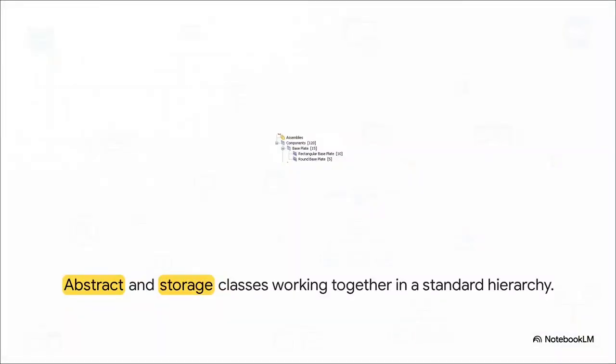So putting it all together, think about a standard hierarchy tree in Teamcenter. You've got broad categories up top like assemblies and components. These are acting as your abstract classes, collecting all that common metadata. But as you drill down deeper, say into baseplate, and finally land on rectangular baseplate or round baseplate, you've arrived at the storage classes. That's exactly how abstract and storage classes work together to turn a chaotic digital library into a highly efficient, rapidly searchable taxonomy.